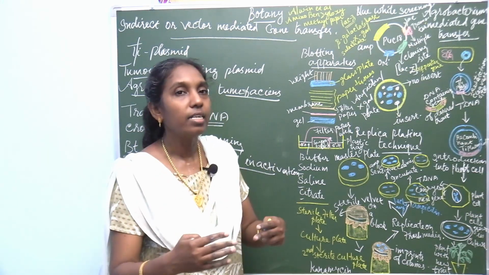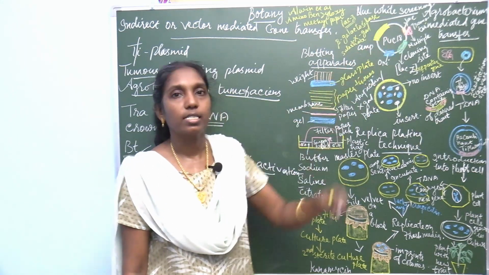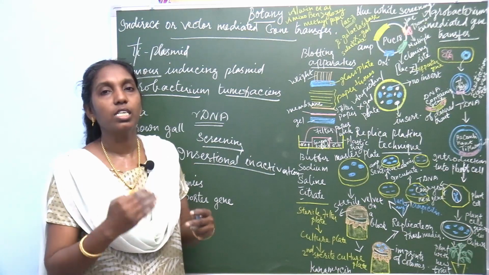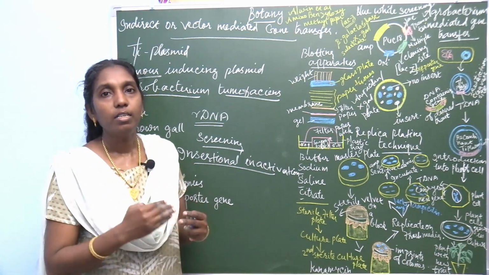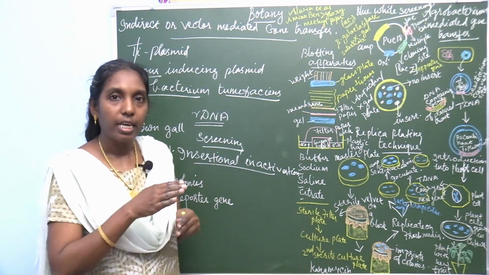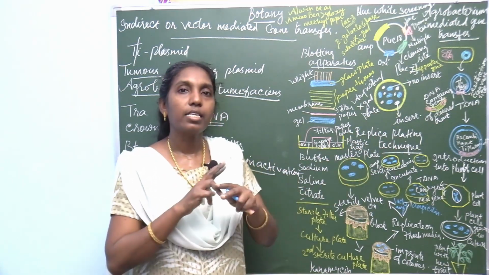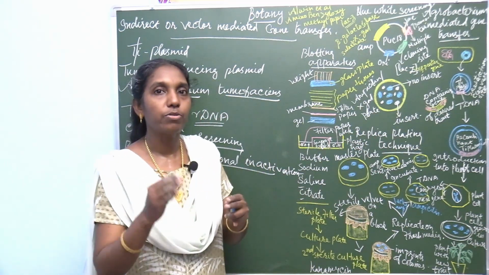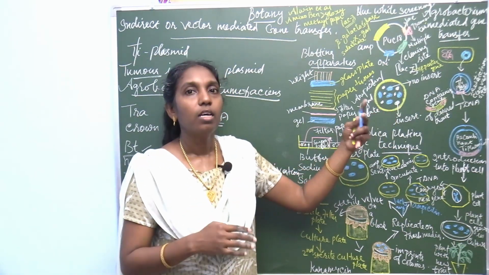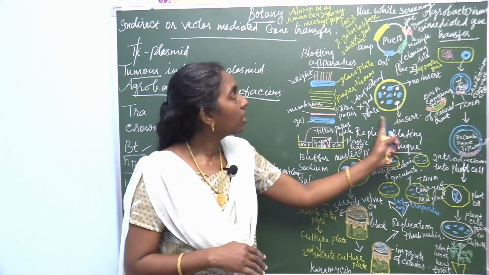Depending upon the color, the colonies can be selected. That is why this screening is called the blue-white screening method. Screening is identification; it identifies the foreign gene, that is, the recombinant gene. If the recombinant gene enters, it inactivates LAC-Z, and as a result it produces a white colony. If there is no insertion of a gene, it produces blue colonies, depending upon the colony color.